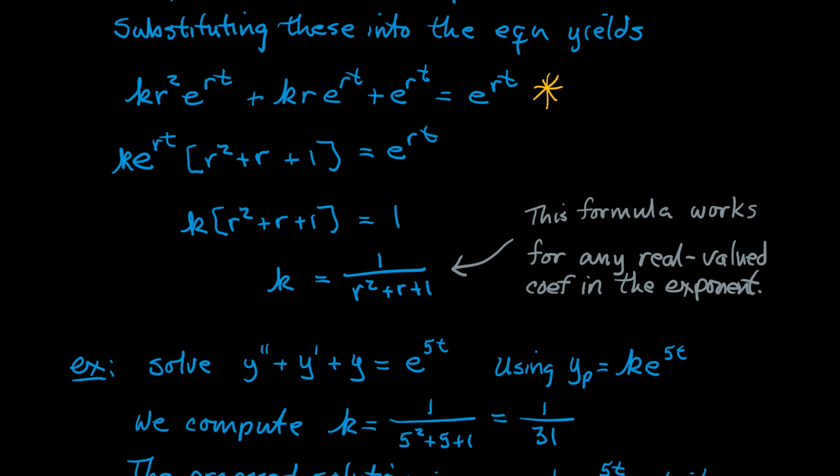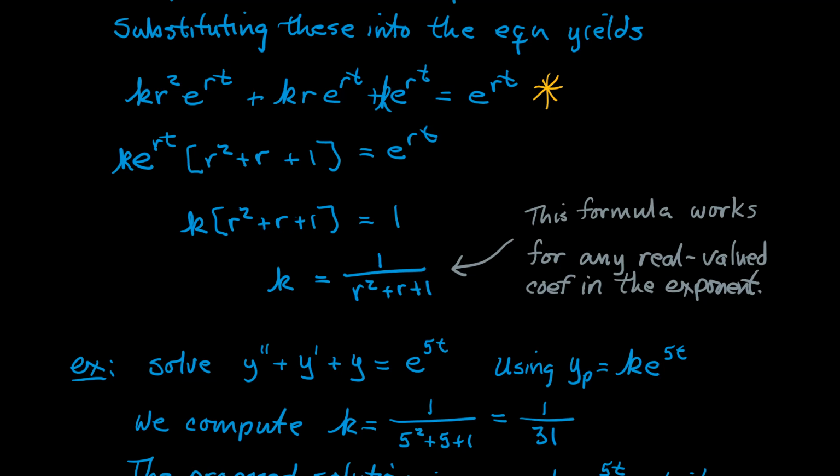Now, at this point, notice that each of the terms on the right-hand side, whoops, I forgot the k here. Each of the terms on the right-hand side is going to have a factor of k e to the rt. We can factor that out of each of those three terms, and what that's going to give us then is k e to the rt times this r squared plus r plus 1 equals e to the rt. We know that e to the rt cannot equal 0.